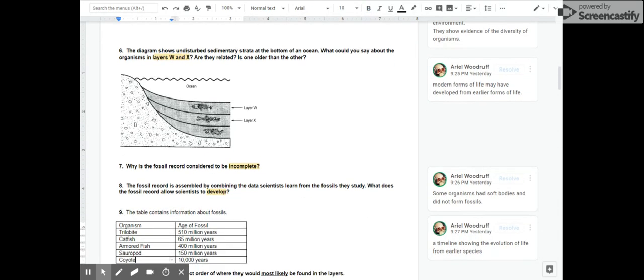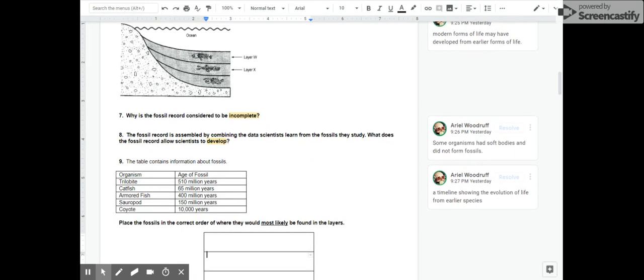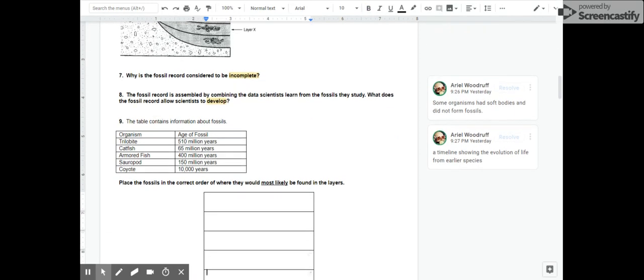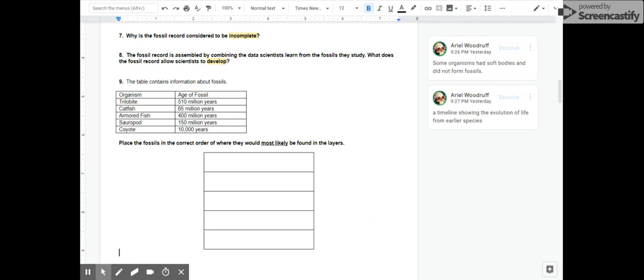Question number 7, why is the fossil record considered incomplete? Well, one thing that you might learn about in elementary school is that fossils are not easy to make. The conditions have to be right in order for the remains to be preserved. Scavengers might spread out the remains of organisms, and if an organism doesn't have any hard parts, such as a shell or bones, then it's not going to be fossilized. So organisms had soft bodies that did not form fossils is our main answer for number 7.